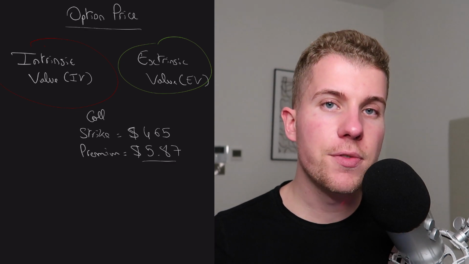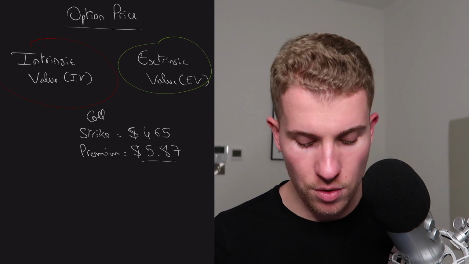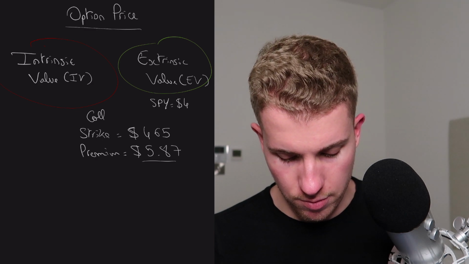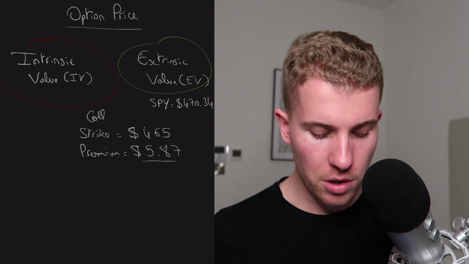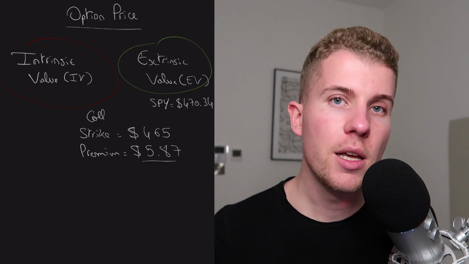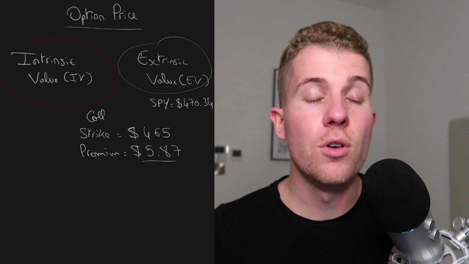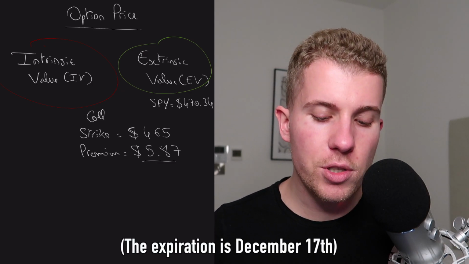And the current price for the SPY is $470.34. So let me just write it right there. Okay, so now we have basically quite a lot of data. We have the call option strike, meaning that it's the 465 strike. We have the premium, meaning that the option costs $5.87, so $587. Then we have the current price for the SPY, which is $470.34.